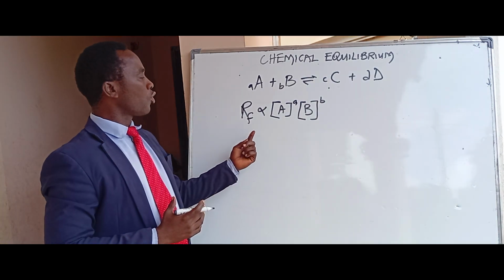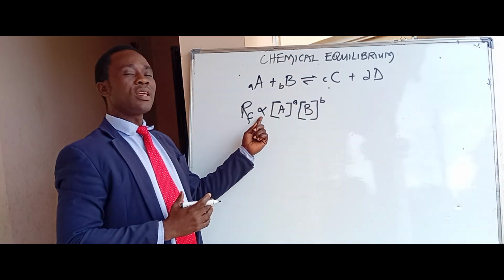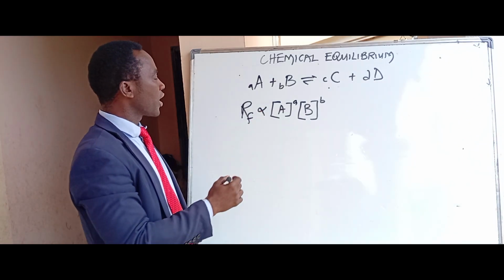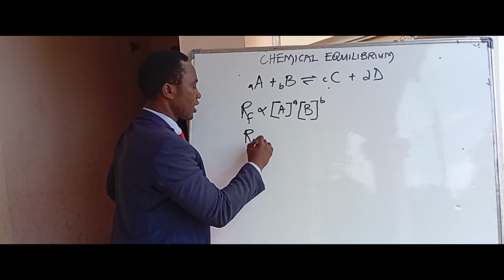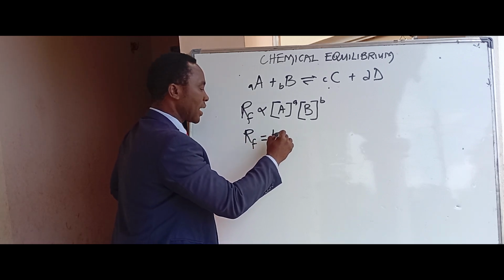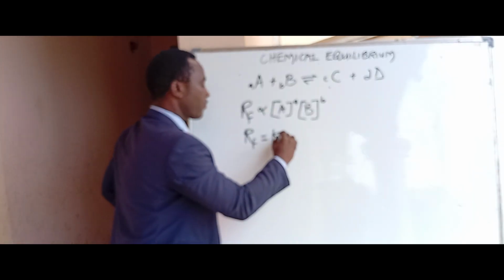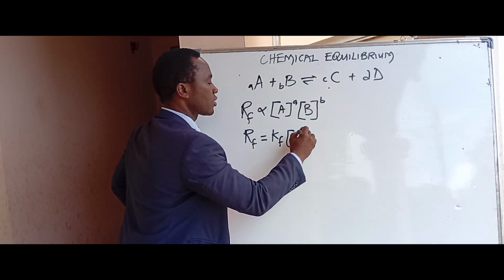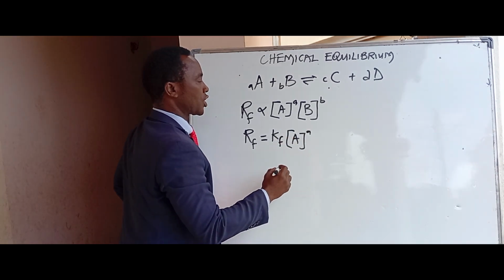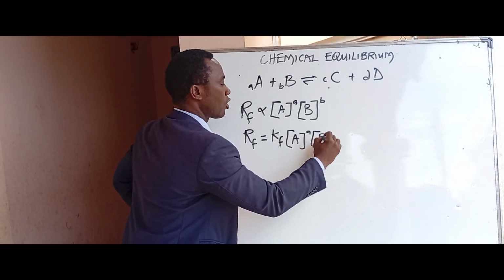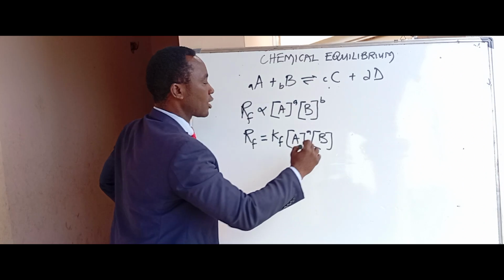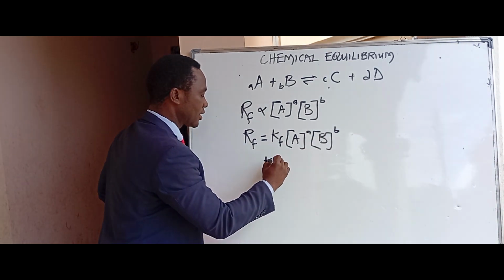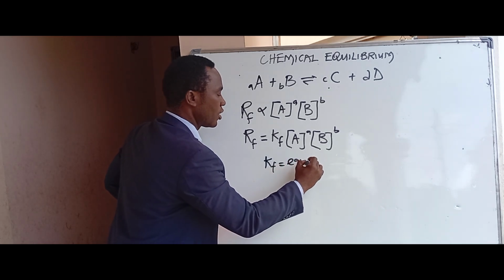Then, if we want to remove the proportional sign, we will introduce a constant. If we do so, the rate for forward reaction will now be equal to the constant, I will call the constant Kf, multiplied by the concentration of A raised to the power of the coefficient a, then multiplied by the concentration of B raised to the power of the stoichiometric coefficient b. This Kf now, I will call it the equilibrium constant.